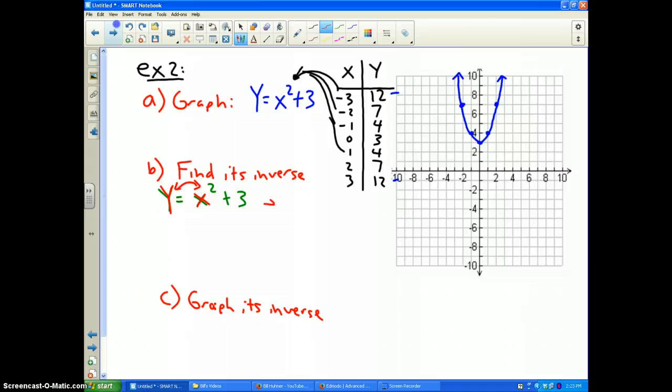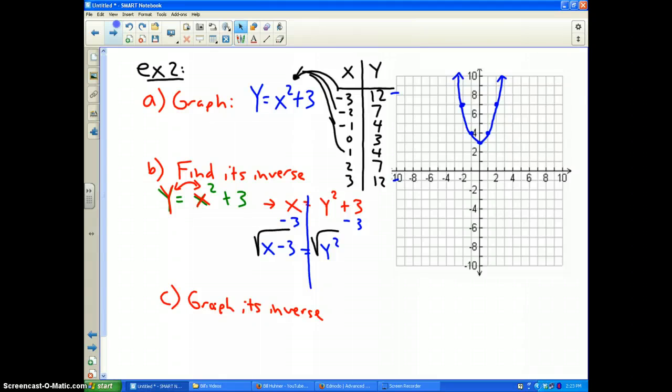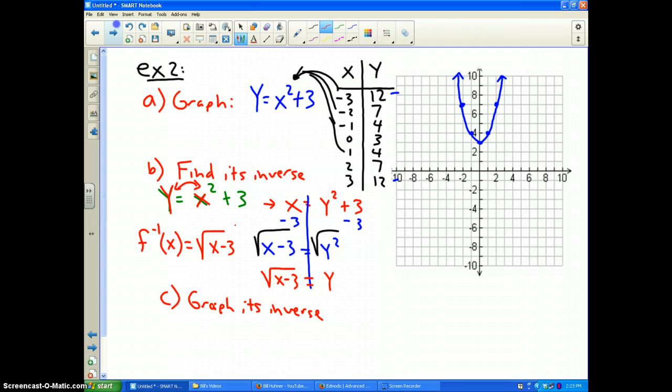Okay, so let's do that. If we switch it around, I get x equals y squared plus 3. And now we're going to solve. And so we're going to minus 3 from both sides. We get x minus 3 equals y squared. And to undo the square, we do the square root. And therefore, our inverse function, y, is equal to the square root of x minus 3. Now, if I wrote it properly, I'd say f inverse of x is equal to the square root of x minus 3. So there we go.